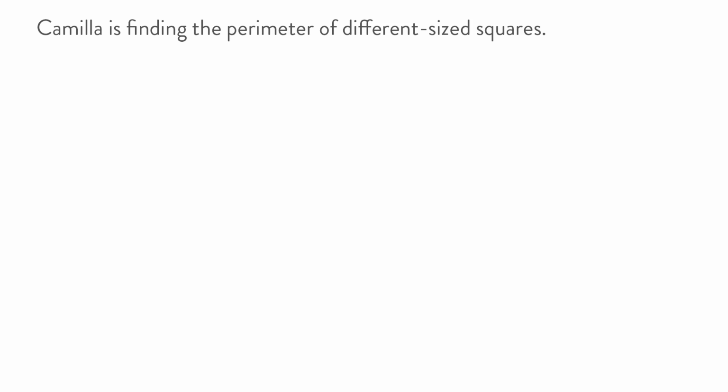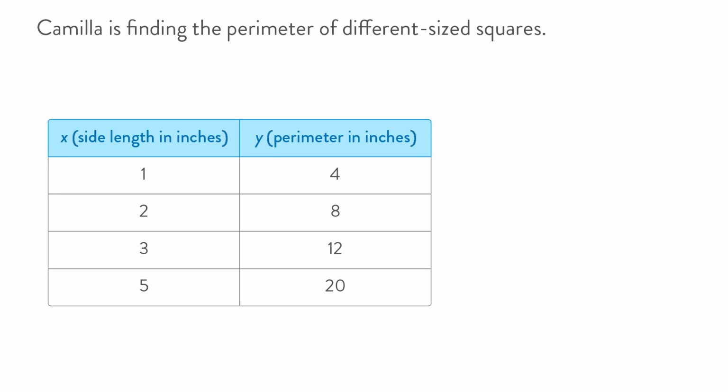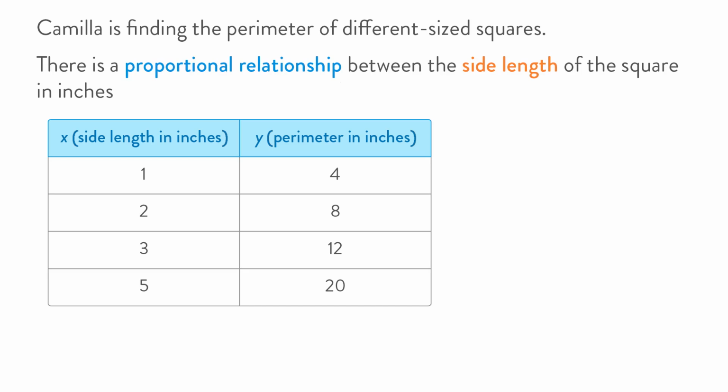For example, let's say Camilla is finding the perimeter of different sized squares, comparing the length of one side to the total perimeter, and recording values in the table below. Now I can tell you that there is a proportional relationship between the side length of the square in inches, which we'll call x, and the perimeter of the square in inches, y. Can we use this table to find the constant of proportionality?